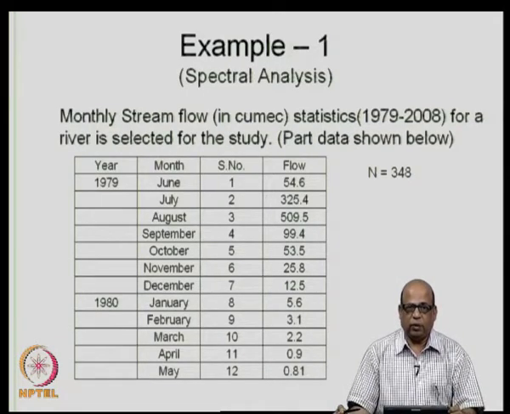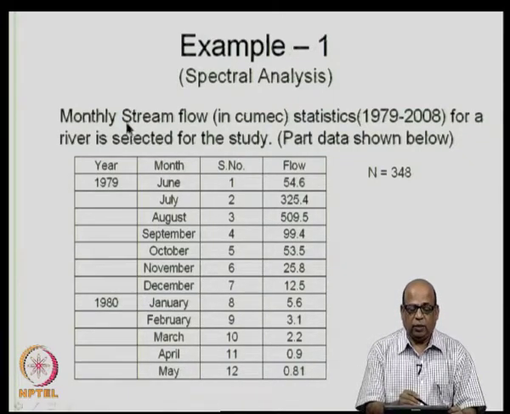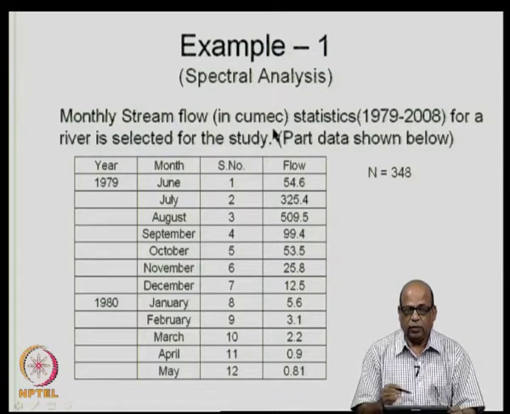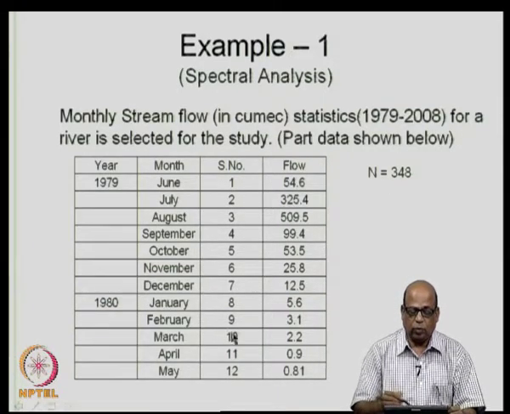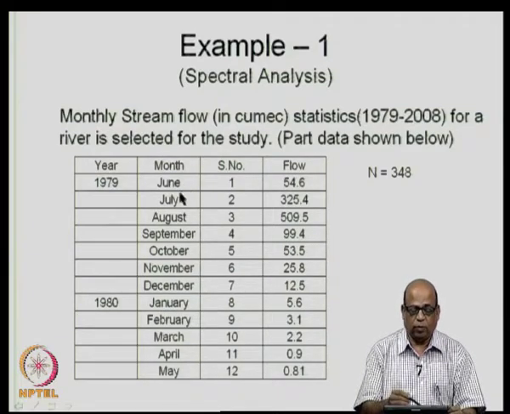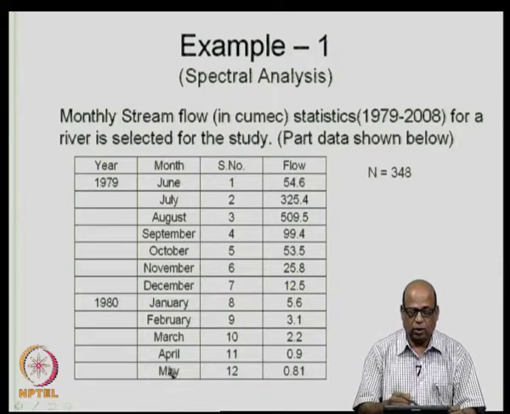So, we will continue with the example that we were discussing in the last class. We are considering the monthly stream flow, which is given in QMEX. These are available for 1979 to 2008, so there are a total of 348 values. Only a few values are shown here, just to give you an idea of how the time series is arranged. For example, June, July, August, and so on, it keeps going until May of the next year, and we have the corresponding flows. Like this, 1 to 12, it keeps going until n is equal to 348.